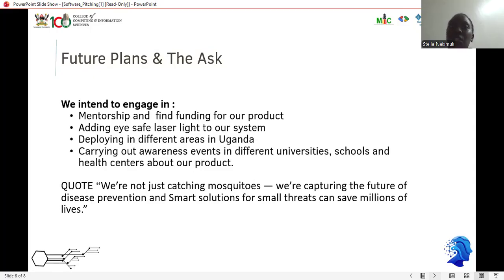In the future plans, we intend to add laser light to our system, and to get mentorship and find funds for our project. Our project will solicit more funds to improve on what we currently have. And then we shall have deployment in different areas, mainly in rural areas, and carry out awareness events in different universities and schools.